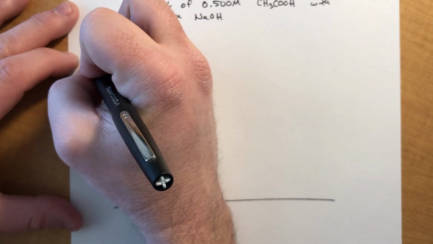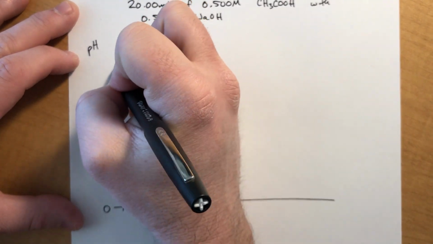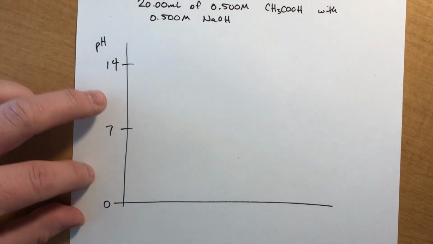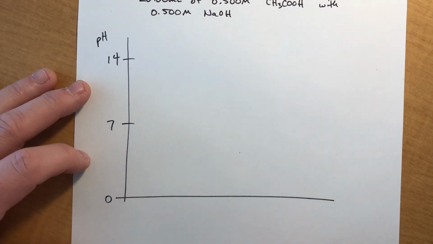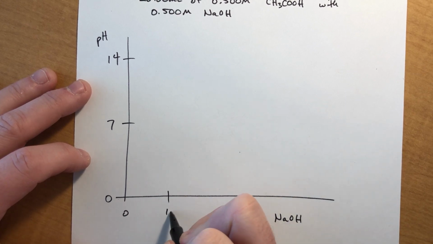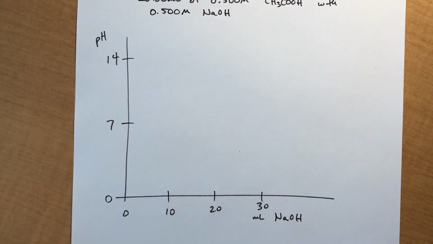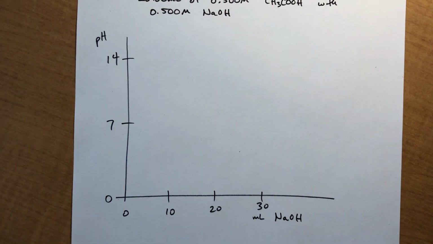Okay, so this is 0, 7, 14. I don't know if I drew that perfectly to scale, but whatever. And this is milliliters of NaOH, and this is 0, 10, 20, 30. Okay, just like last time.